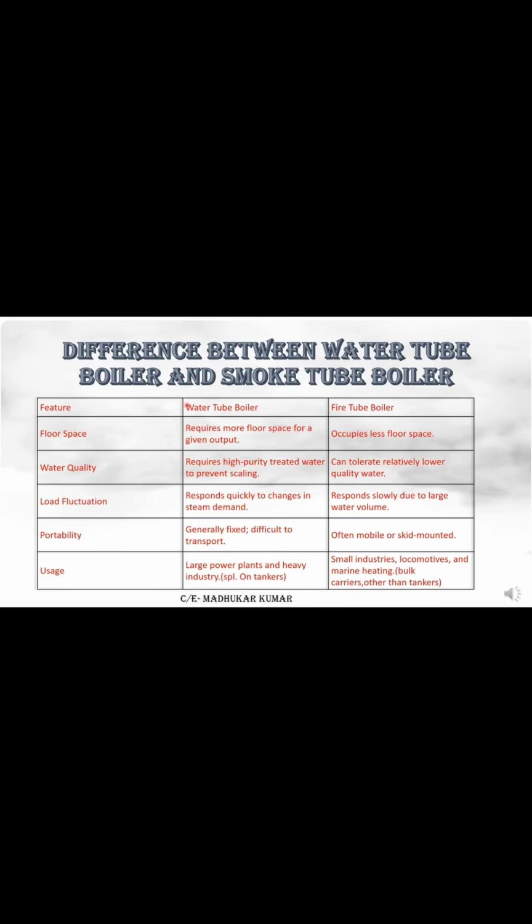Now in this one you will see the floor space. It requires more floor space for a given output. When we talk about the water tube boiler, it is a more floor space requirement, and the fire tube boiler has a less floor space requirement.